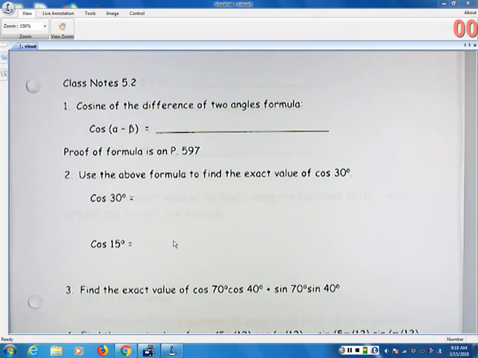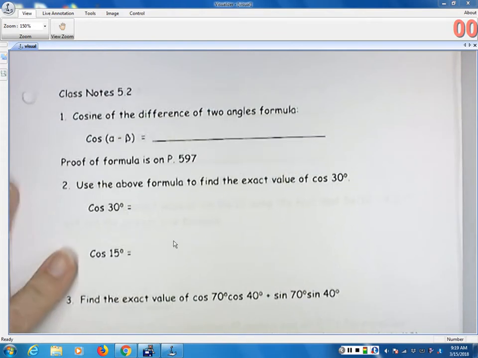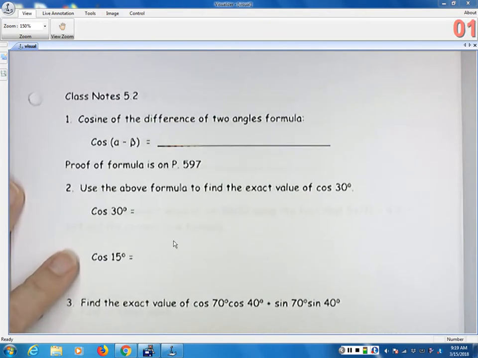Okay, you do need to know the Pythagorean identities and the reciprocal identities, like cosecant is 1 over sine and all that. You need to know that stuff, but you don't need to memorize this. So here's the difference of two angles formula.